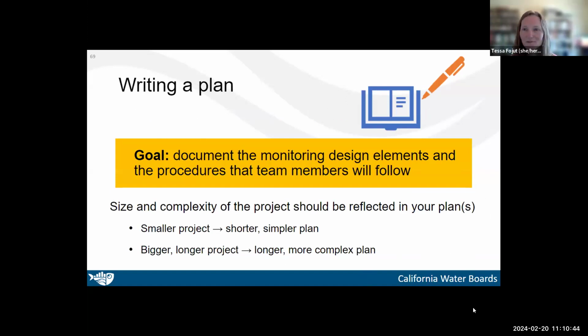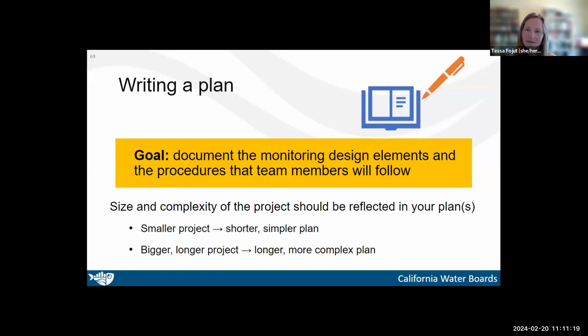So I'm going to keep this pretty high level, not going into all the details of project plans, but just wanting to start out. Your goal here is really to document the monitoring design elements. So like all those things Jay and Wes just talked about, you want to document all of those decisions that you're making, and in a way that includes all the procedures that your team members are going to follow to make sure you get the results that you're looking for.